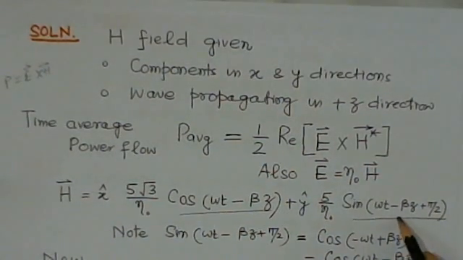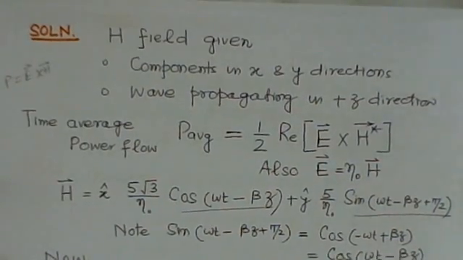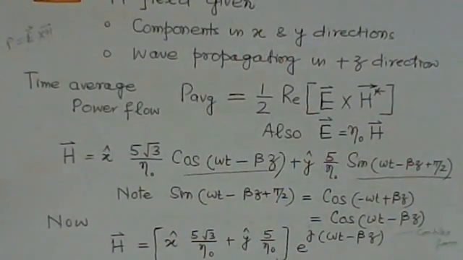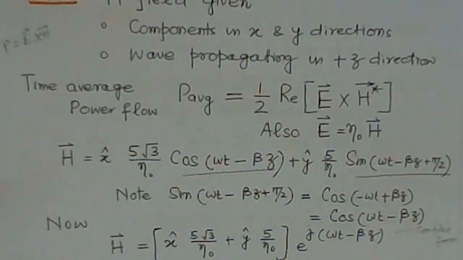So if I try to solve sin of omega t minus beta Z plus pi by 2, this could be written as cos of minus omega t plus beta Z, and cos of minus theta is cos theta, so this also comes to be cos omega t minus beta Z. So what happens is both the cos terms here are same in X and Y directions, and instead of writing a cos term, we can also write the term in a complex exponential form.